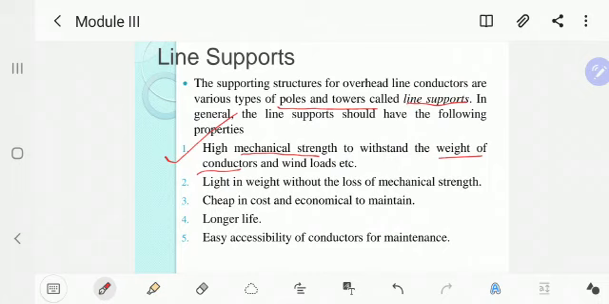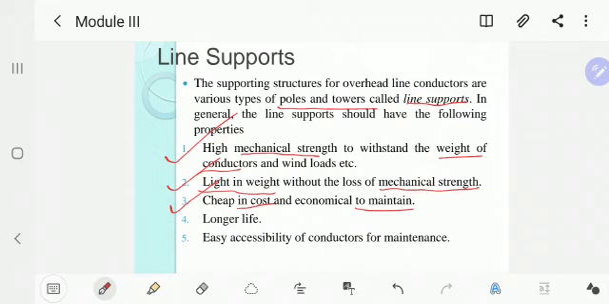The second one is light in weight without the loss of mechanical strength. Without compromising the mechanical strength, the structure should be light in weight. Okay, so that is the second important property of a line support. The third one is cheap in cost and economical to maintain. So the maintenance cost as well as the installation cost, everything should be lower for a line support.